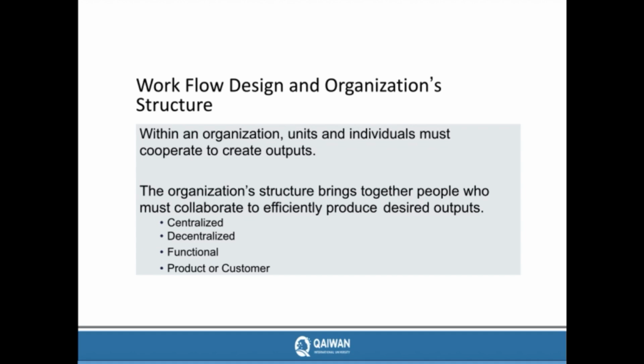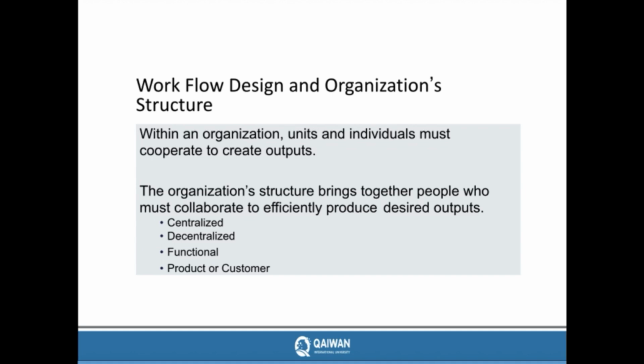Another important structure is the functional structure. In a functional structure, the organization is divided based on functions or specializations. For example, we have different types of departments, like the human resource department, the marketing department, and the finance department. Each department focuses on its own expertise. This is very common in many organizations.